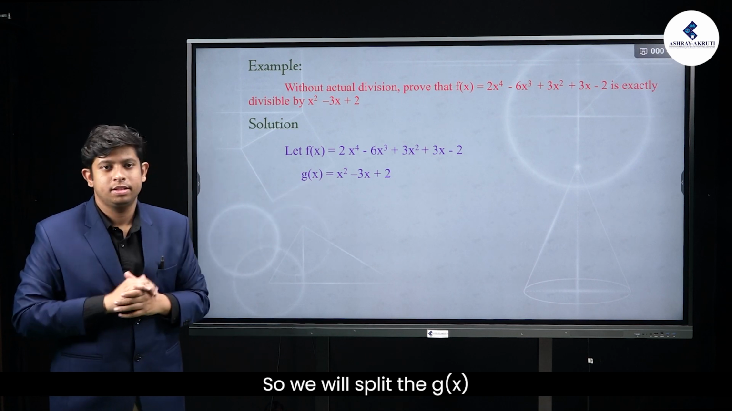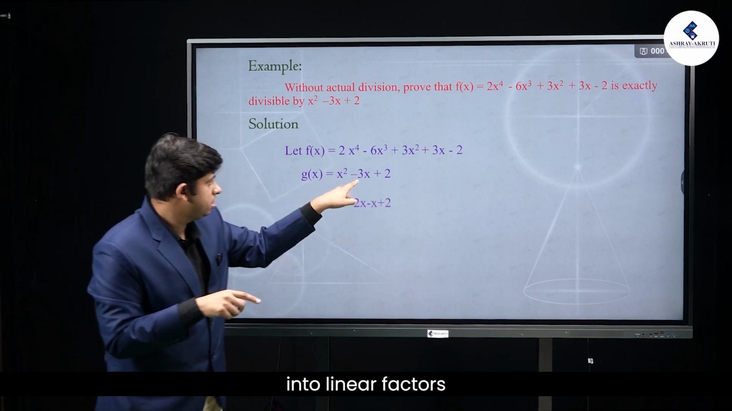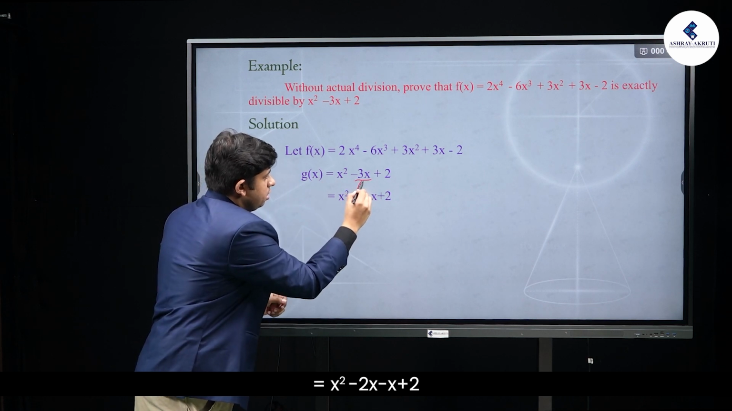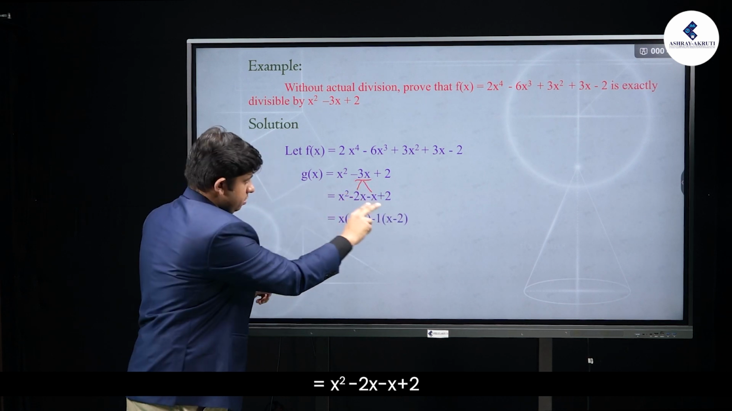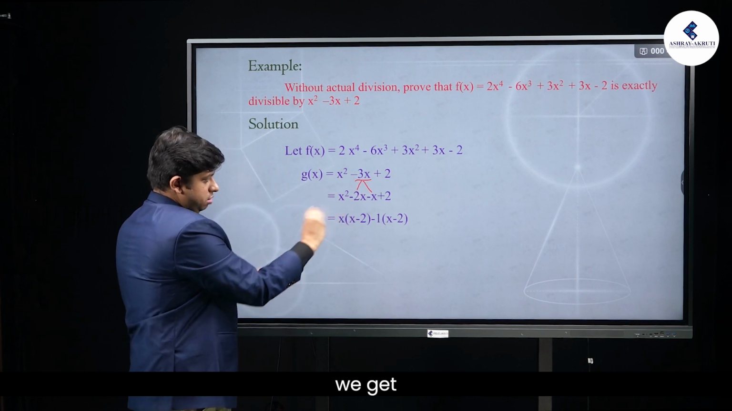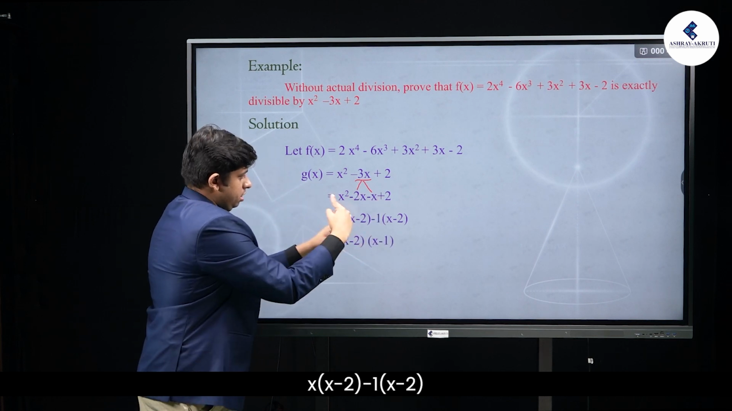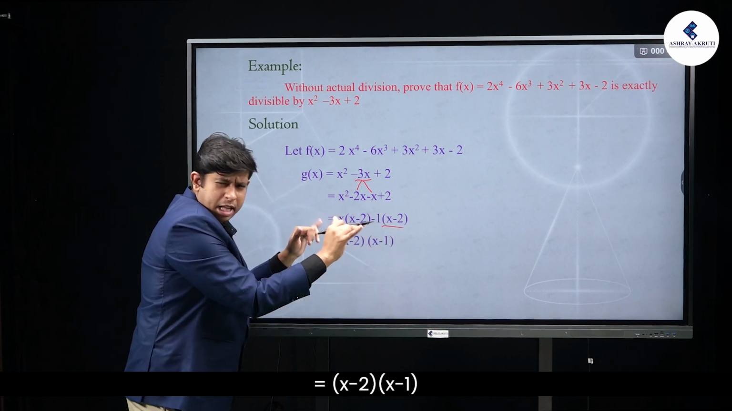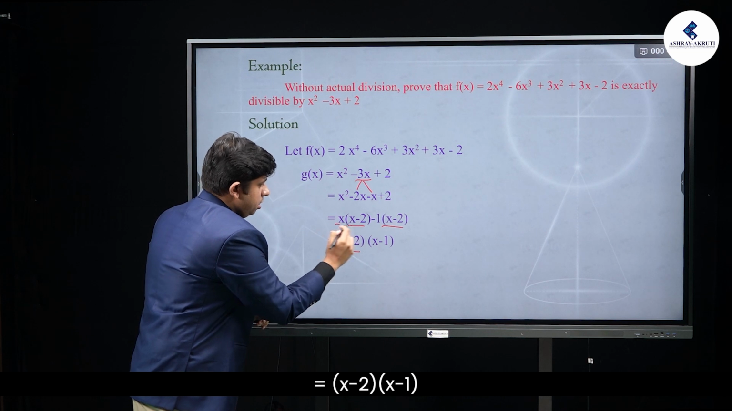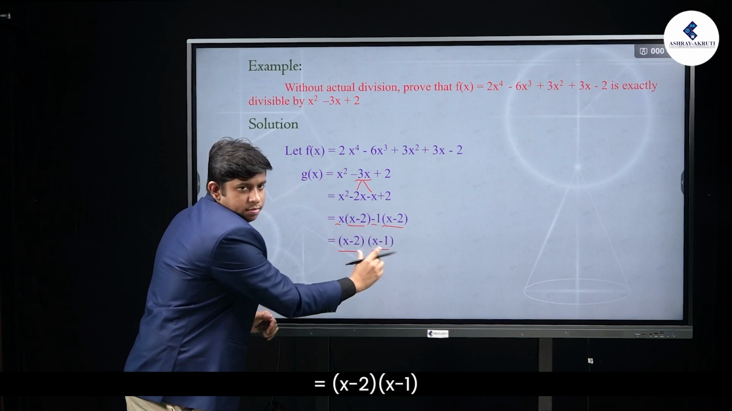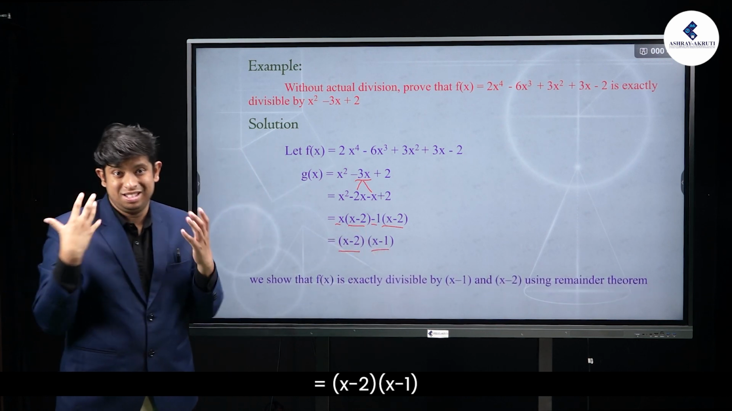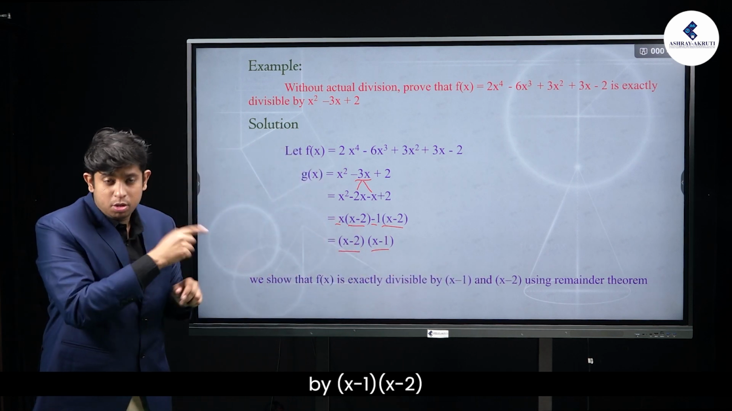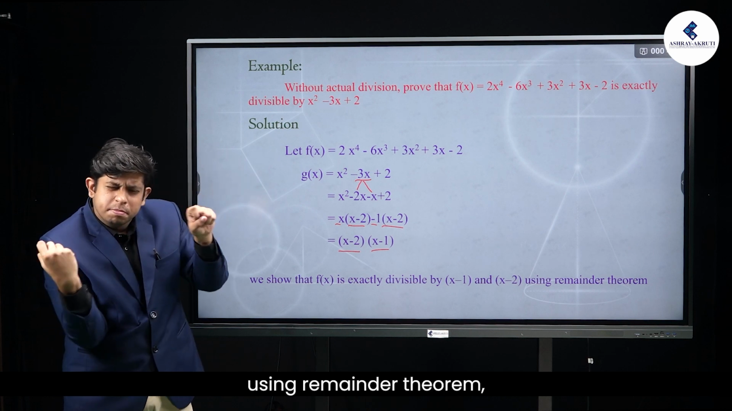So, we will split the g of x into linear factors, which is equal to x square minus 2x minus x plus 2. By taking common terms, we get x into x minus 2 minus 1 into x minus 2, which is equal to x minus 2 into x minus 1. We show that f of x is exactly divisible by x minus 1 and x minus 2 using remainder theorem.